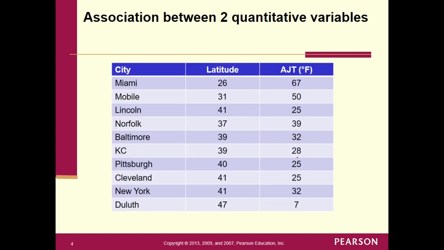So I have some data here. I just went ahead and picked out 10 cities in North America. We have Miami, Mobile, Alabama, Baltimore, Maryland, Cleveland, Duluth, Minnesota, and places in between. Here's each city's latitude, and here's its average area temperature. Notice as latitude appears to be going up, what's happening to average area temperature? It appears to be going down.